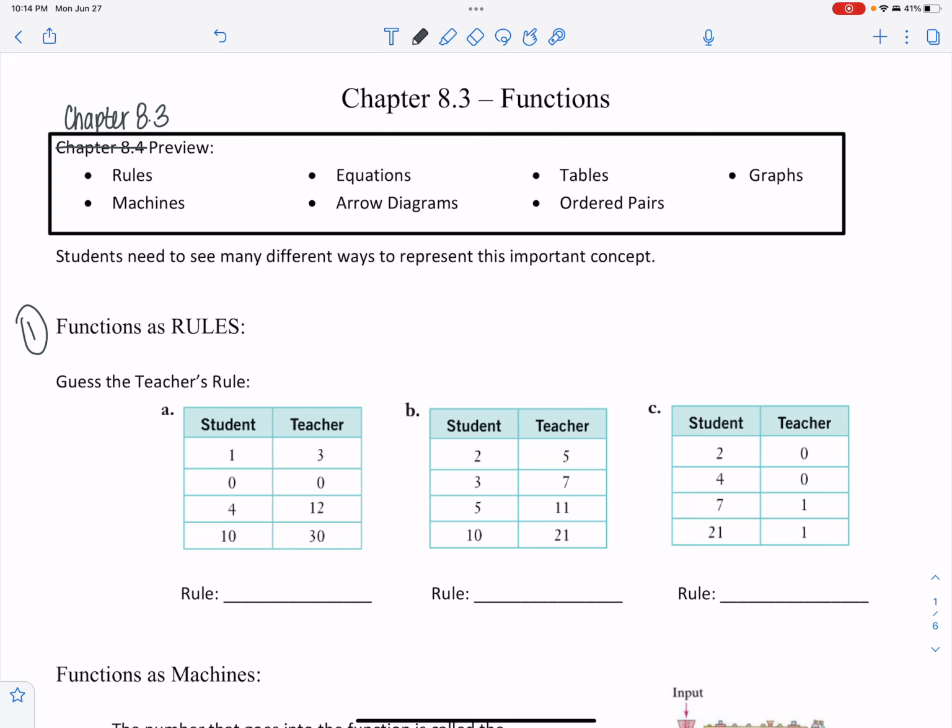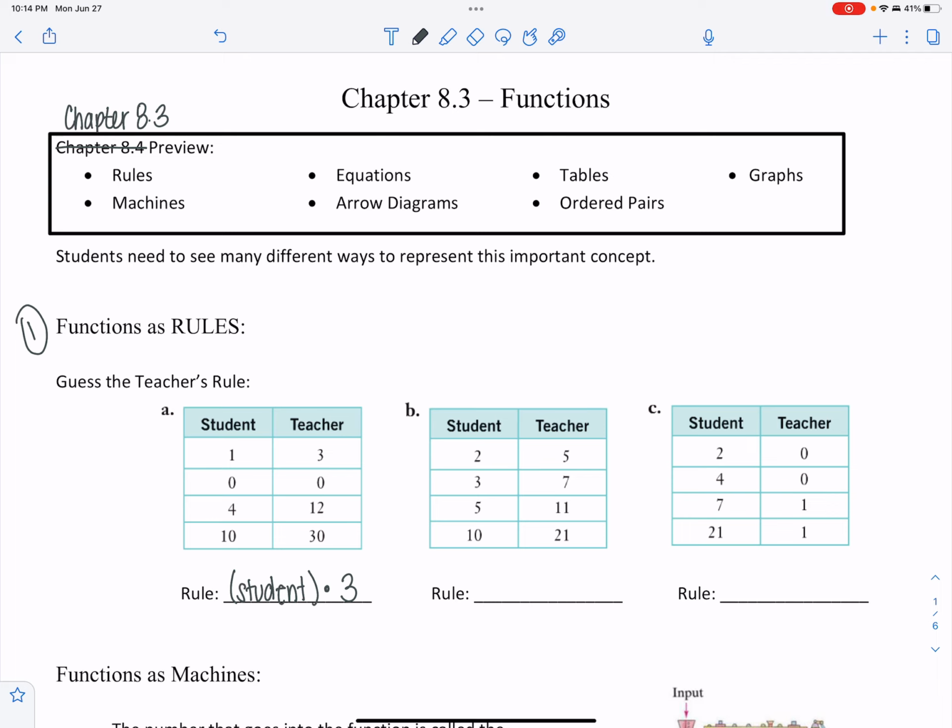Students say, okay, what about 4? Teacher gives an answer of 12. The student says 10. The teacher gives an answer of 30. And so we can see that whatever the student says, I am going to multiply by 3, and that's going to be the answer. So my rule is the student number times 3.